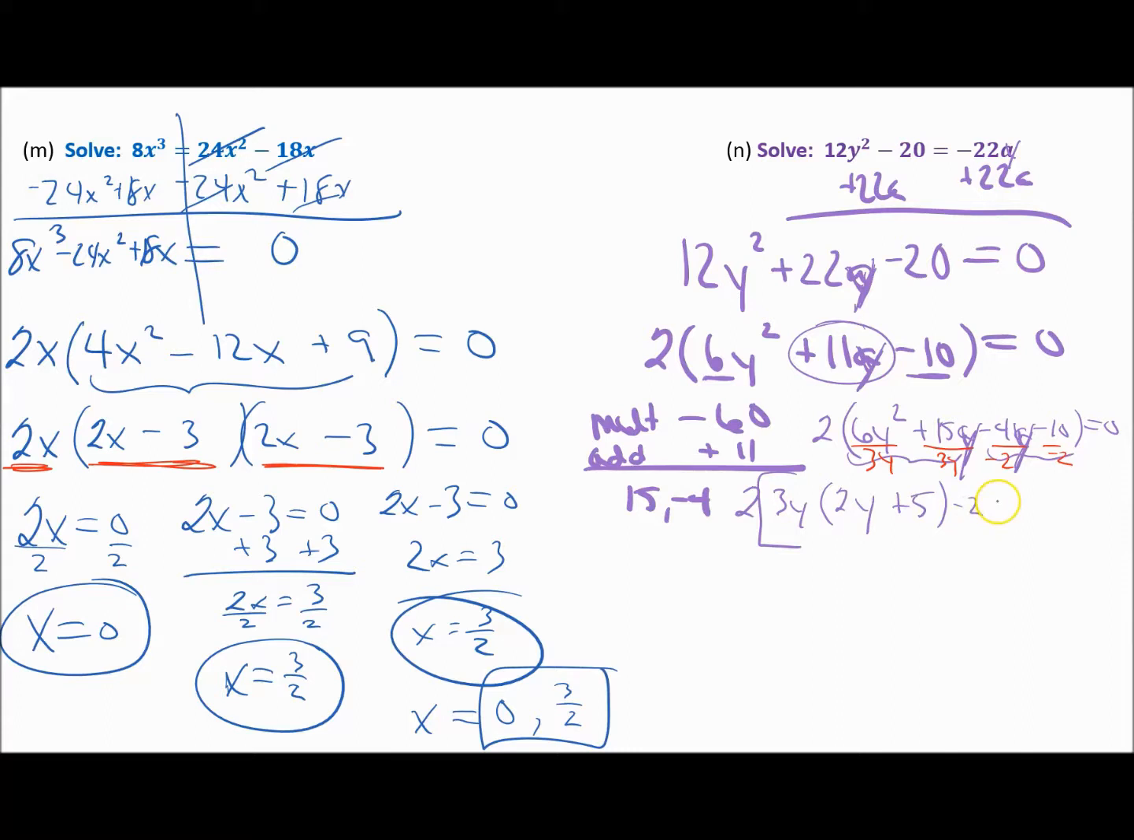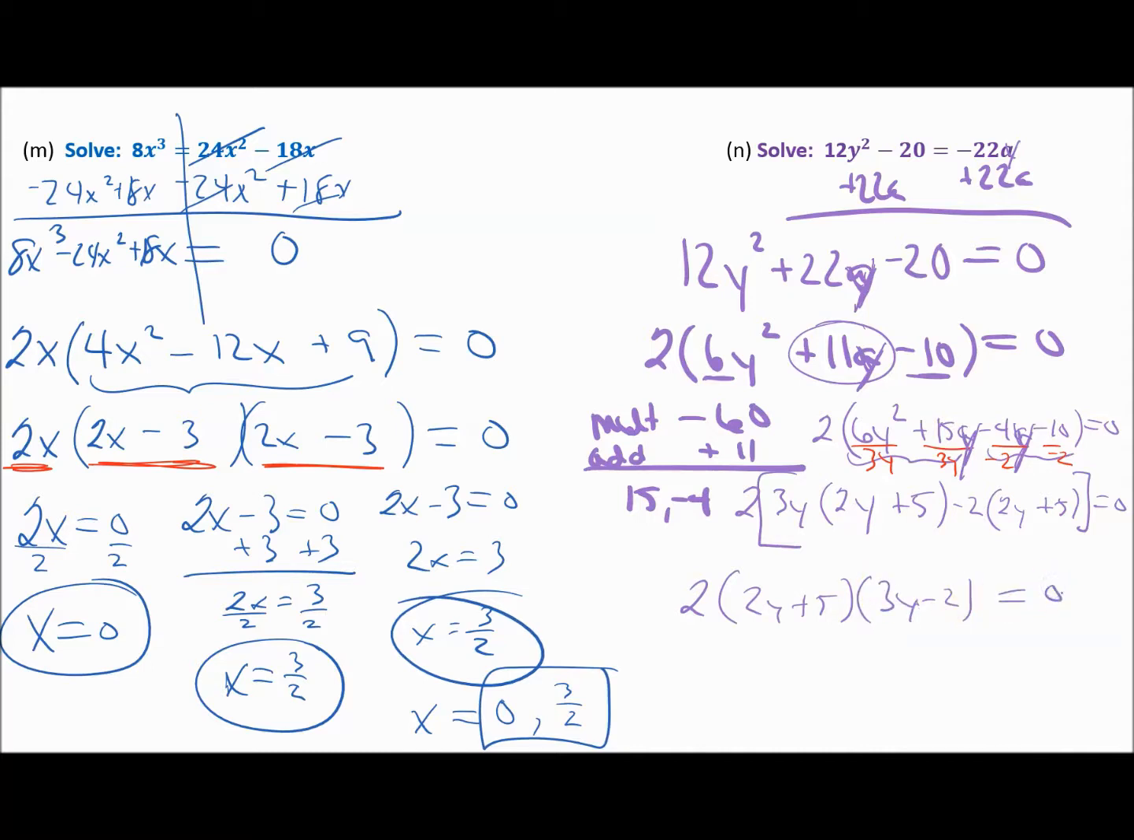And when I pull out that negative 2, that's going to leave me with 2y plus 5. Remember, that's required so that those two sets of parentheses match. So I have 2 still out front, times the one that matches, 2y plus 5, times what's left out front, 3y minus 2, equals 0.